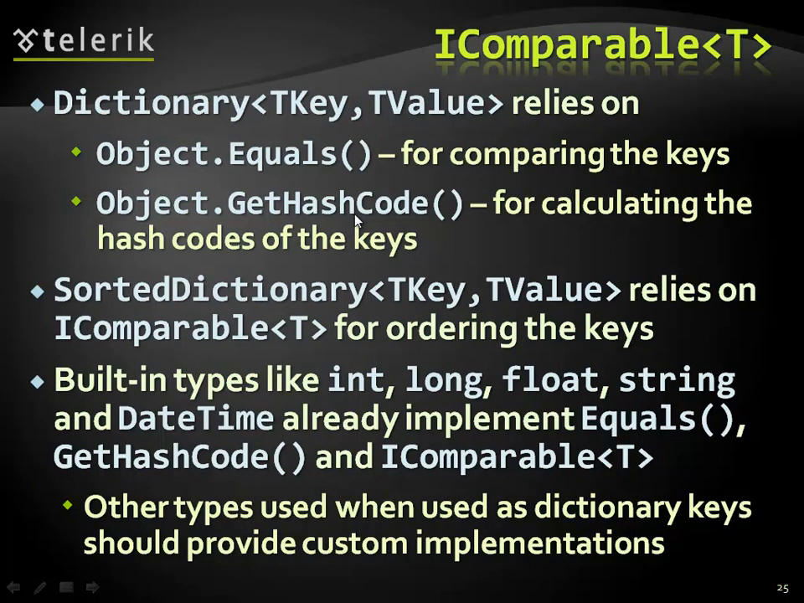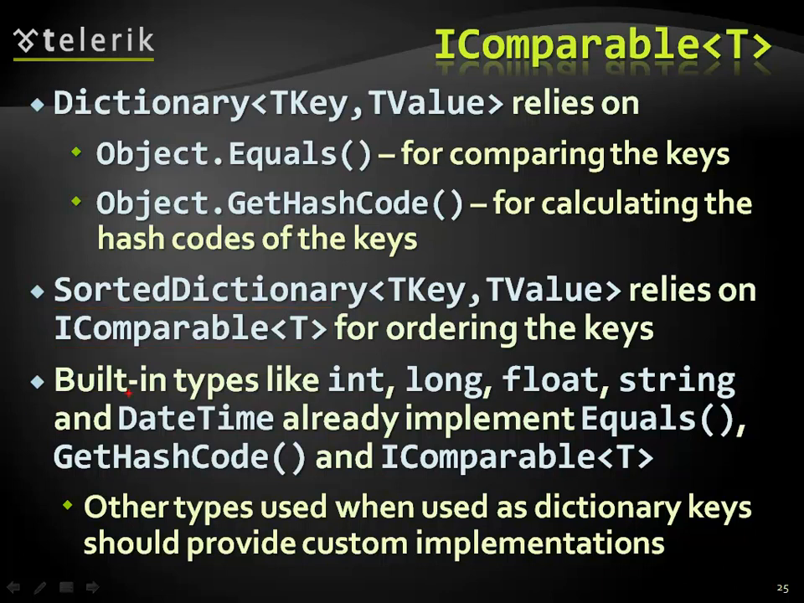our dictionary relies on object.equals and object.getHashCode. So if you create your own key, your own class, and use it as a key, you have to have these things implemented. If you want them in a sorted dictionary, well, you need IComparable, so that the sorted dictionary can order them in a binary tree.